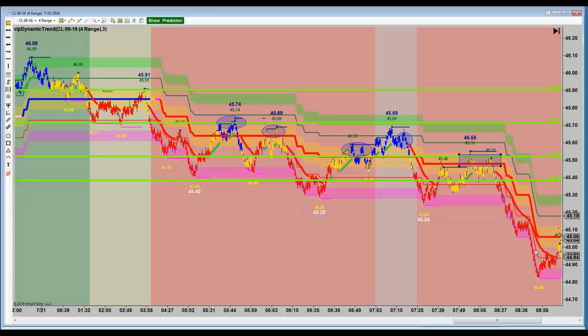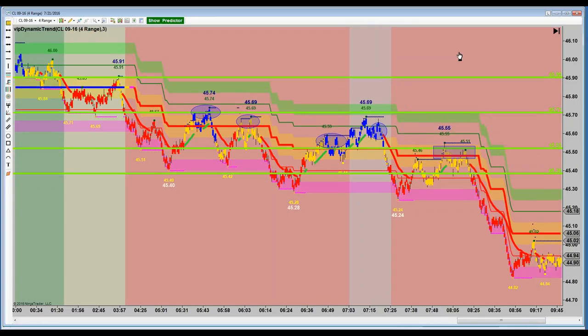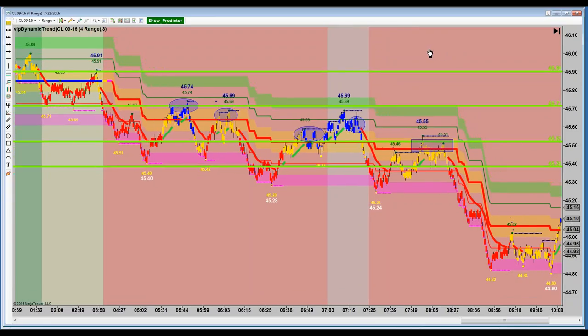This is right after we closed the room. That was so frustrating. I've got to tell you, we closed the room this morning after mind-numbing chop for almost an hour and a half, almost 2 hours of just chopping sideways, mind-numbing chat, and then the thing runs down, it just breaks and drops like 50 ticks. Doesn't that get your goat?